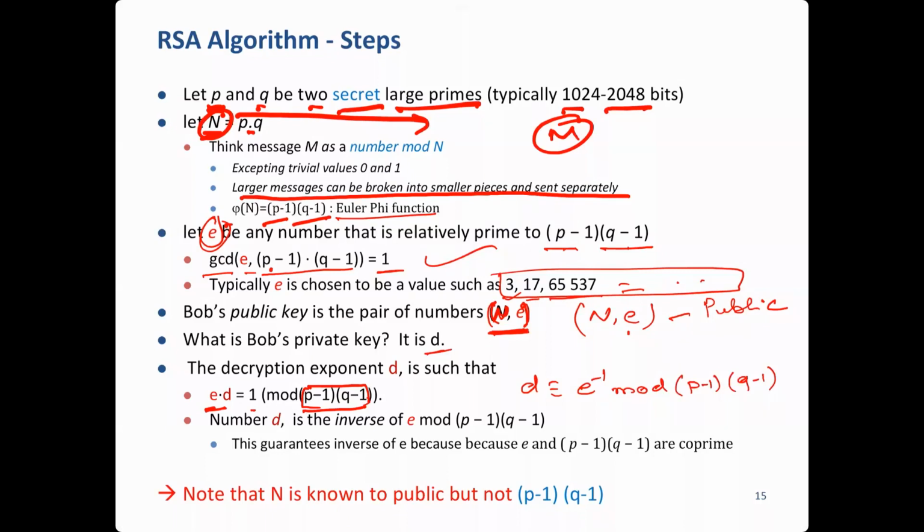Now, a question you may ask is that D is a private key and E is a public key. But why not Mallory in between find out D by doing the inverse function? Yeah, anyone? D is a private key to Bob. N and E are being sent to everyone. Why can't Mallory calculate the value of D by inversing E?